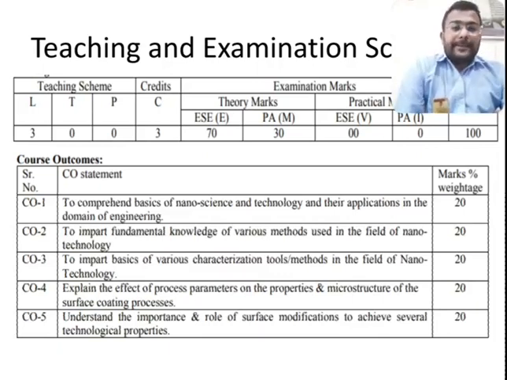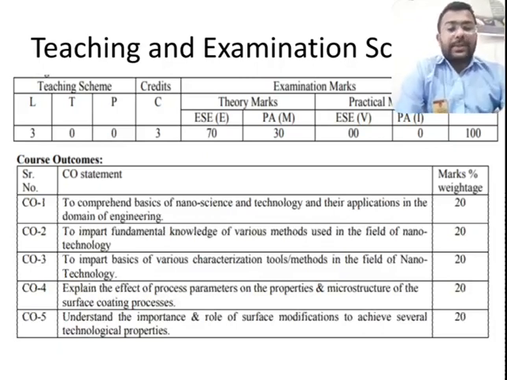If we discuss the outcome of this course, we will see what we will learn from this subject. The first main topic is to comprehend the basics of nanoscience and technology and their application in the domain of engineering. That topic covers 20% of marks in the GTU exam, right? Correspondingly, to impart fundamental knowledge of various methods used in the field of nanotechnology. This topic also carries 20 marks weightage in the GTU exam.